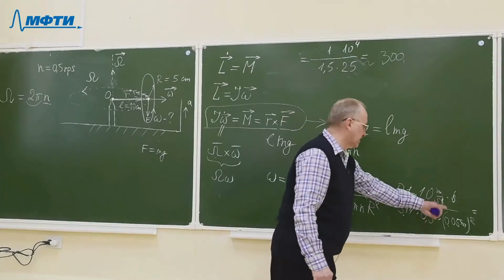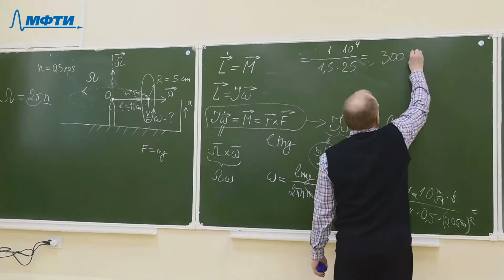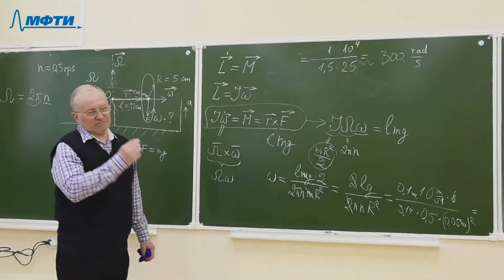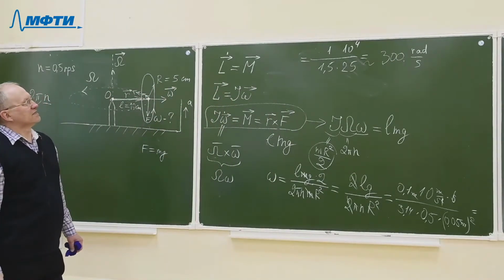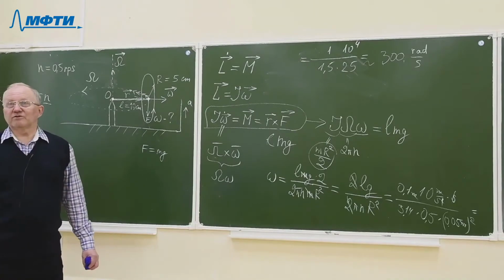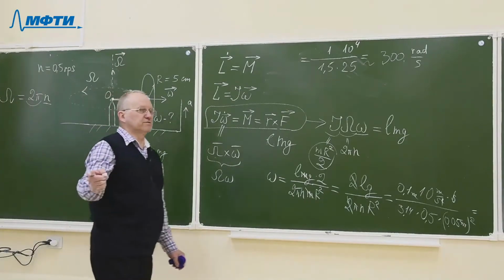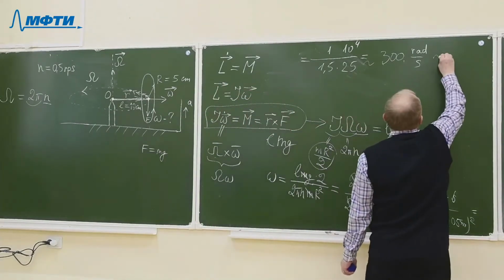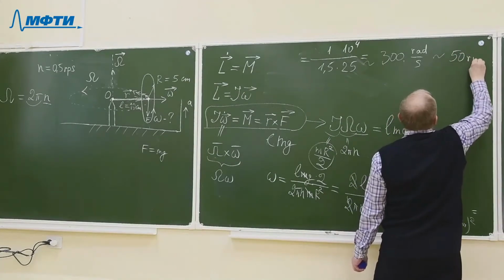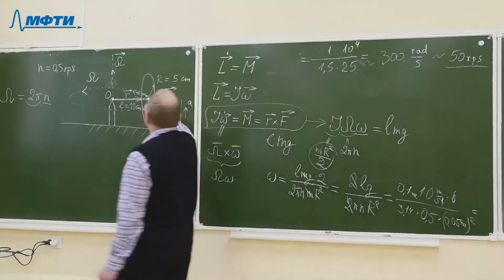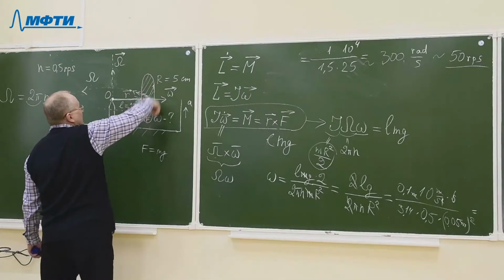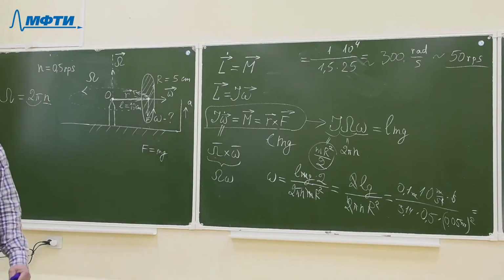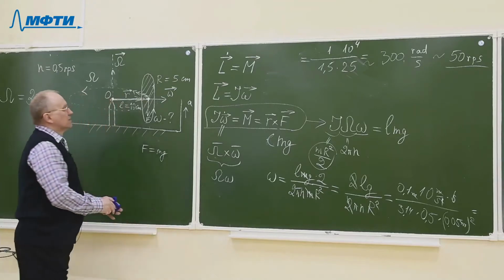And what will we have? Radians per second. So this is radians per second, about 300. Well, maybe a little bit less radians per second. How many revolutions per second? One total revolution is about 2 pi radians, about 6. So 300 radians is about 50 revolutions per second. So this disk rotates at 50 revolutions per second. That's quite a large angular velocity.